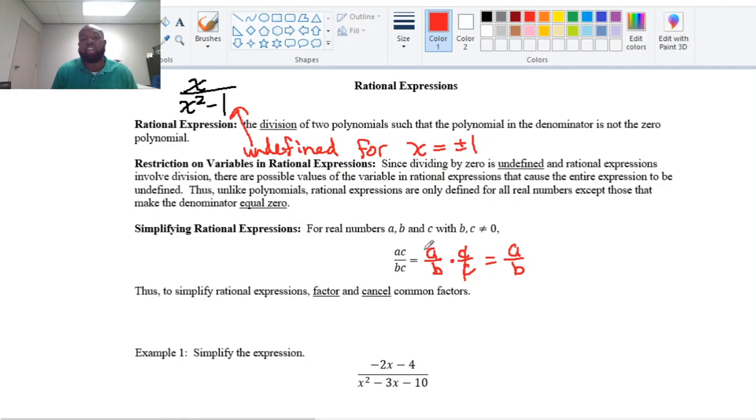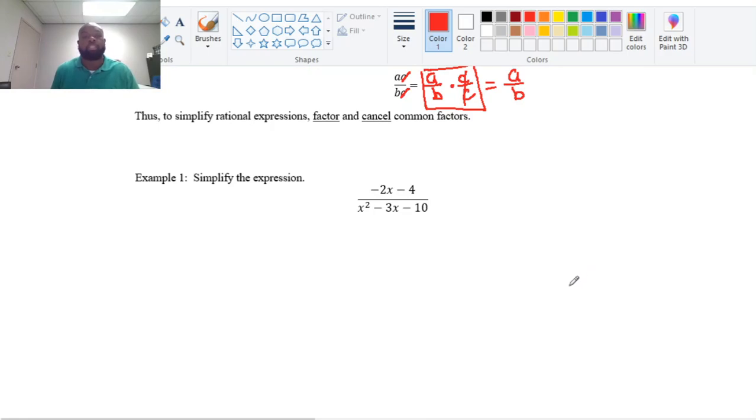Now, we won't necessarily have to go through this step of separating it. Once I see it in factored form, notice this is a product of two things, so the numerator as well as the denominator are in factored form. Once the numerator and the denominator are factored, we can cancel the terms that are common to the numerator and denominator, and that will give us a simplified form of a rational expression. Let's look at an example where we actually simplify the expression. Here I have negative 2x minus 4 all over x squared minus 3x minus 10. I want to simplify that expression.